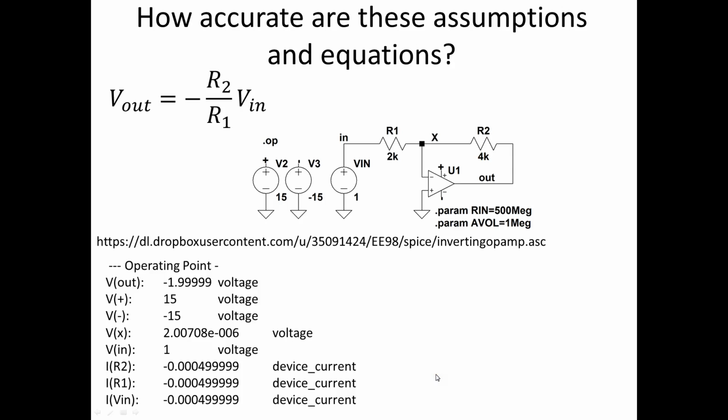So how accurate are these equations? Well, if you download this SPICE file and run it, you'll get these results. If I have 2 kilo ohms here and 4 kilo ohms there, Vout should equal -2 times the input voltage, which happens to be 1. And the operating point is minus 1.99999. Vx is almost equal to 0. And we can see that the currents going through R2 and R1, at least for this many digits of precision, are equal. Vout not exactly equaling 2 volts has to do with Rin and an open loop gain that is not infinite.